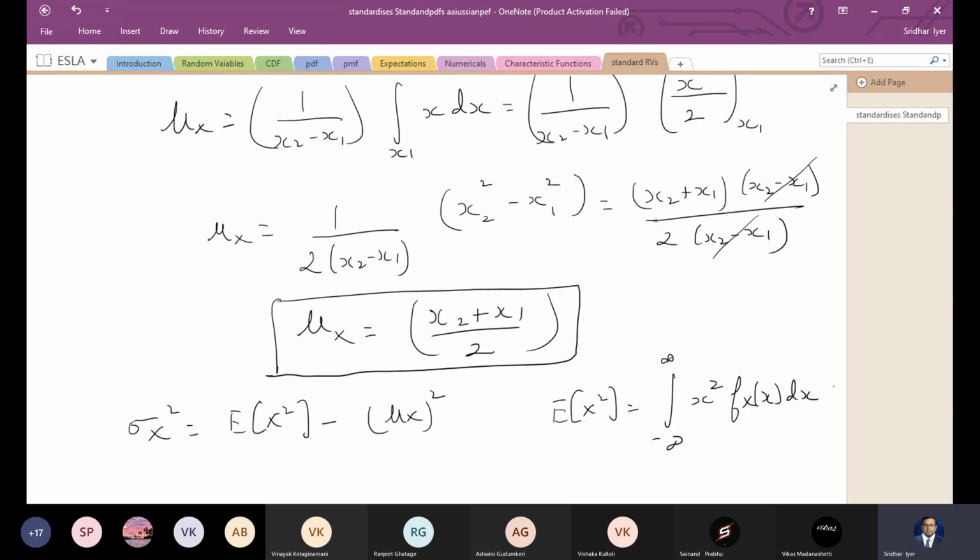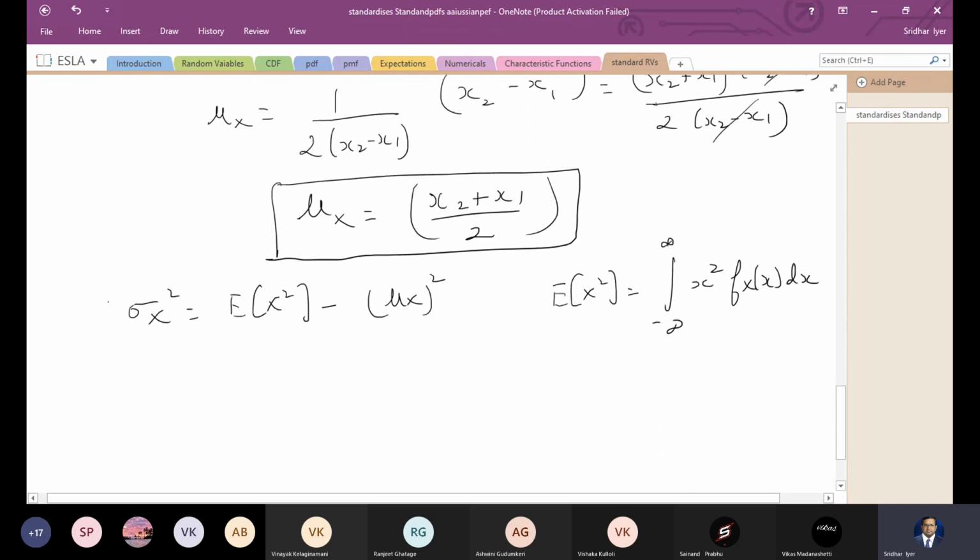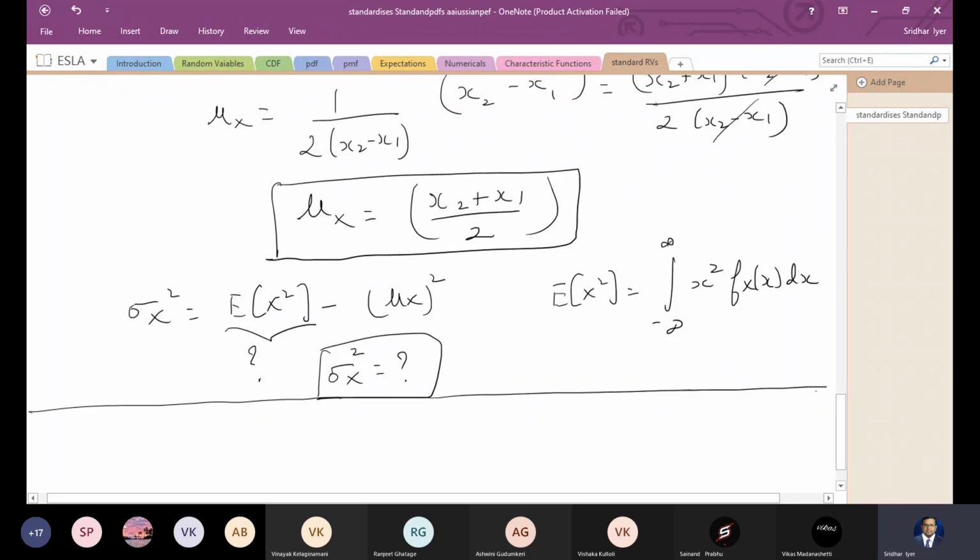So that part I will leave to you, and we'll check the answer in the next class. In the next class, what I would expect from you is, let me know what is the value of this e of x square, right? And once you have this value, let me know what is the sigma x square for this uniform random variable. So these are the two things I would want you to do. You'll also find this answer in the book, so you can check it.